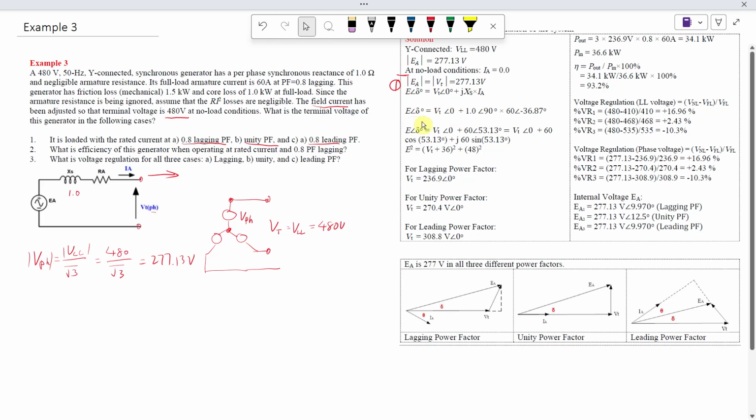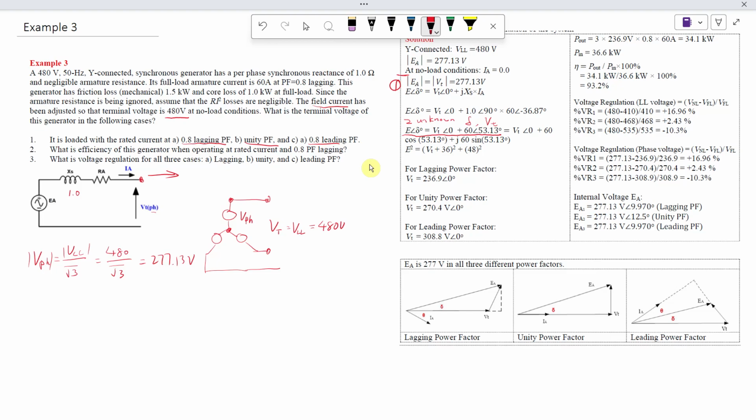And if you look at this one, you will find we combine these two: 1 multiplied by 60, with 90 plus negative 36, we get 53.13. Up until here, it's really hard to solve because we've got two unknowns. We do not know delta, and we do not know VT. We do not know the magnitude of the phase voltage here. So you can't solve it directly.